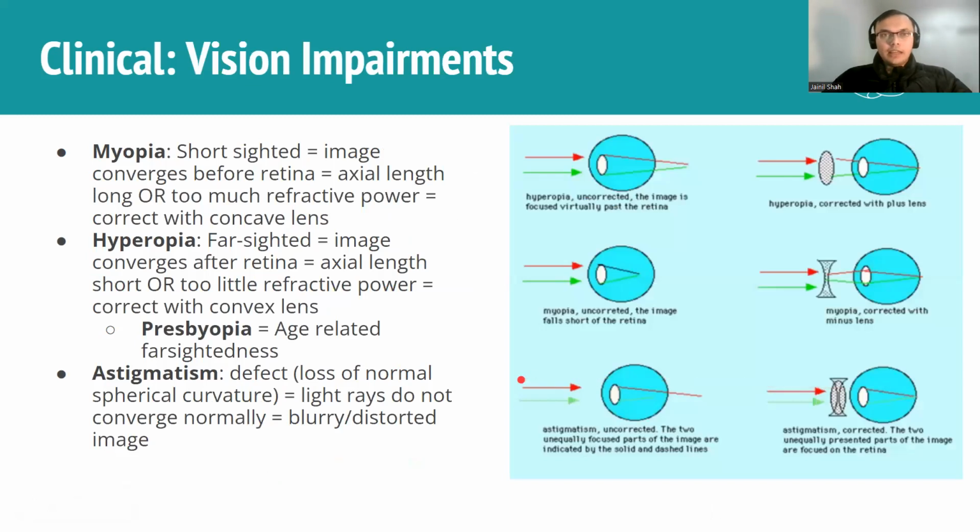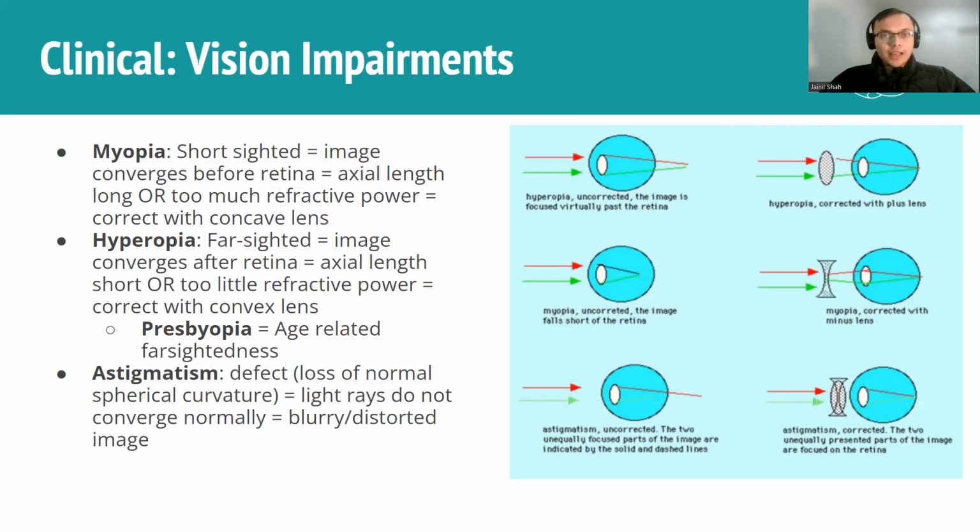And then finally, we have vision impairment, which is the final slide here. I'm talking about myopia or short-sightedness, and hyperopia, presbyopia, astigmatism. So myopia is short-sightedness. It's where the image converges before the retina. So you can see that over here in the middle image. The image is sort of getting converged and forming in front of the retina. And that's because the axial length or the diameter of the eye horizontally is too long, and therefore the image is falling short of the retina, or there's too much refractive power and the rays are being refracted and converged too early on. So you can correct that with a concave lens as shown there.